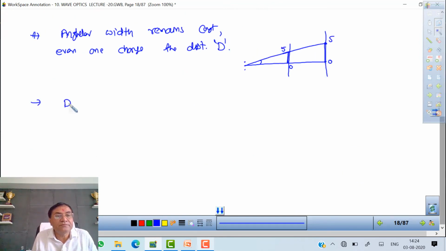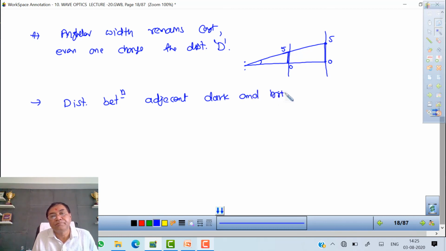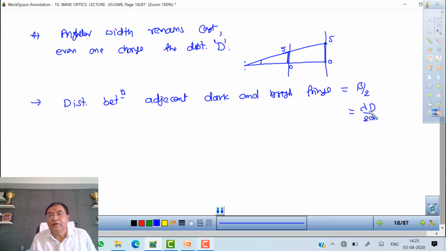Distance between adjacent dark and bright fringe is equal to beta by 2, which means lambda capital D upon 2d. Okay, lambda D upon 2d will come like this.